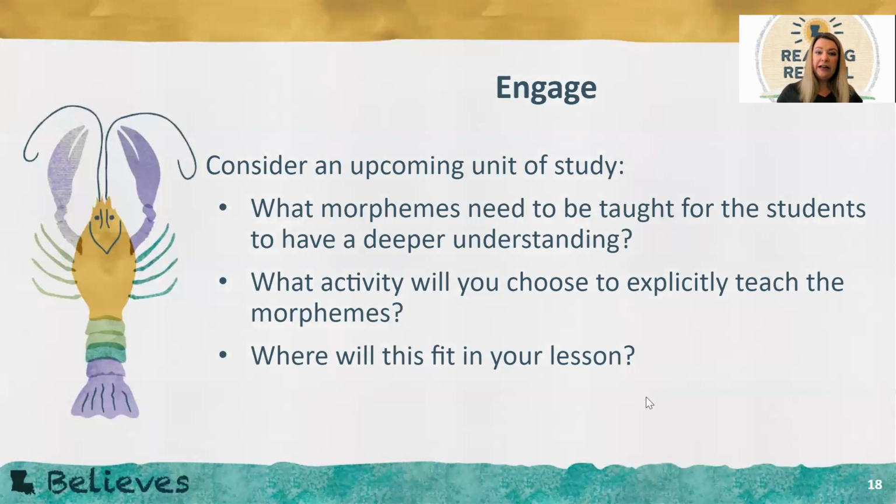So I want you to consider an upcoming unit of study. I want you to think about what morphemes need to be taught for the students to have a deeper understanding of this material. Maybe identify 3 to 5 different words that they need to understand and break the morphemes out of those. What activity will you choose to explicitly teach the morphemes? Will you choose to do a word matrix? Will you choose to do the spotlight activity? Do you want to look at the other activities that I just pointed out? And where will this fit into your lesson?